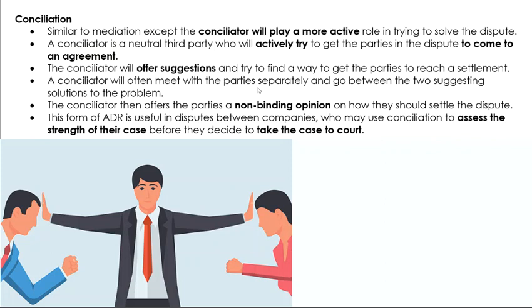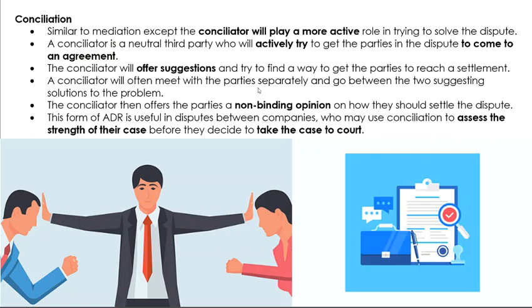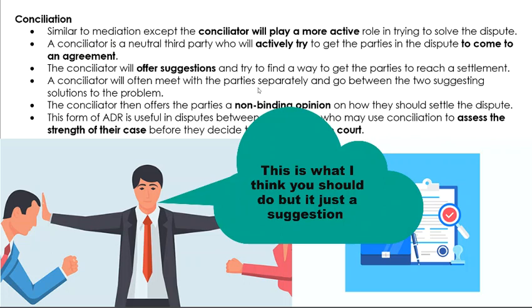So sometimes the conciliator will meet the parties separately and go between the parties with suggestions to a problem. The conciliation process ends up with something called a non-binding opinion. And this is the same as for mediation and negotiation. What that means is that any agreement that is reached through this process is not legally binding. So if one of the parties decides not to do it, there is no legal recourse to force them to do it, and you might end up having to sue them anyway.